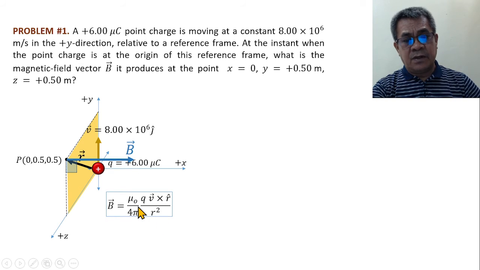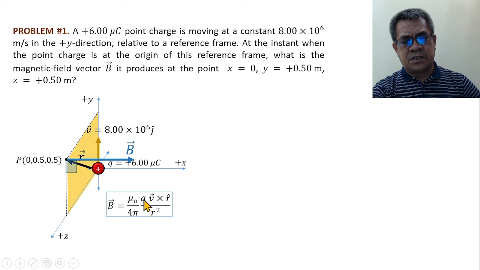So take note of the formula, mu naught over 4 pi, times the charge, since this is a vector expression. The charge is positive, then okay. Then take the cross product of the velocity, which is 8 times 10 raised to 6 j hat, with our r hat. So we have to find what is r hat, and we have this magnitude also.